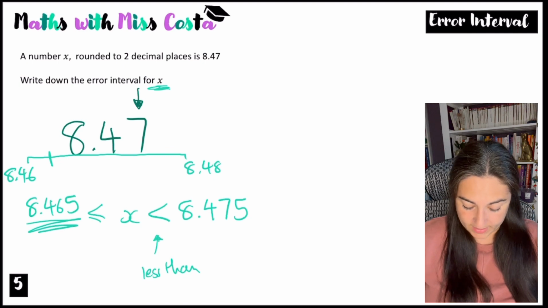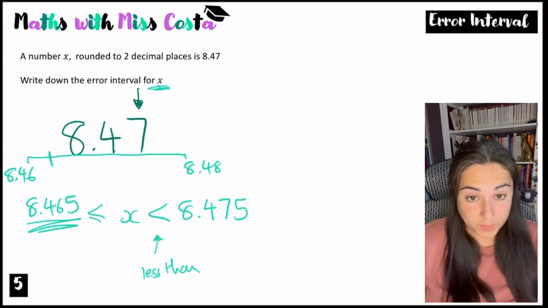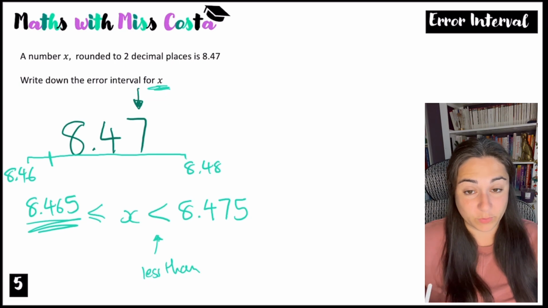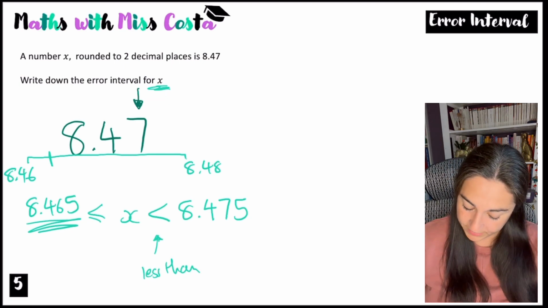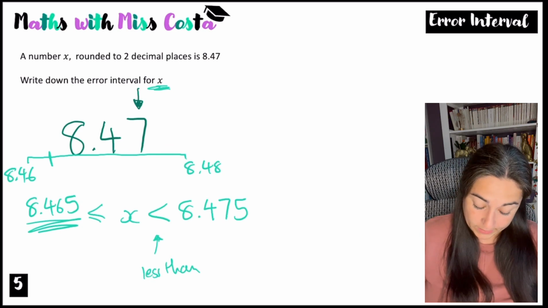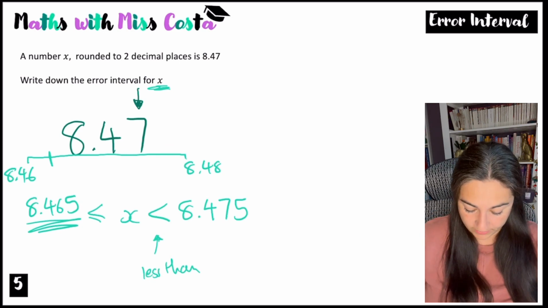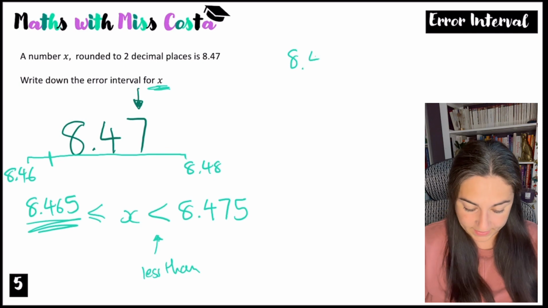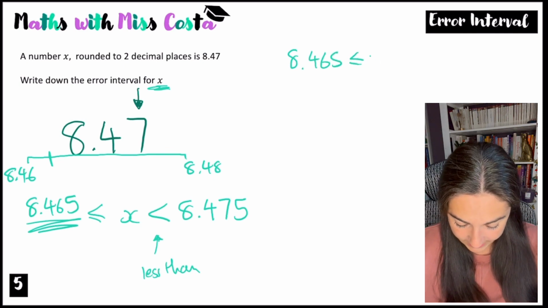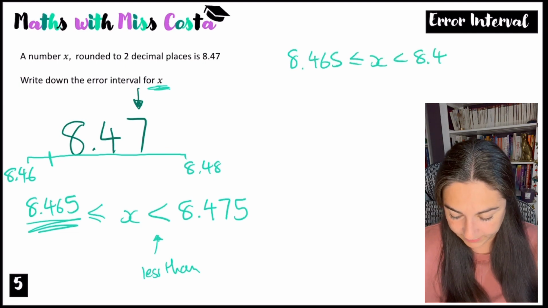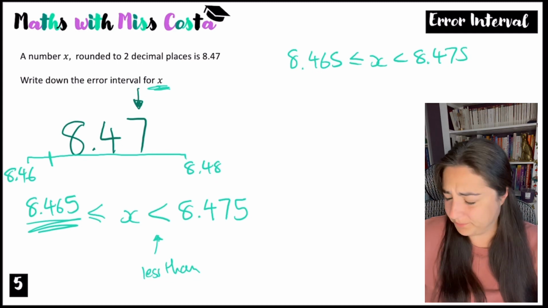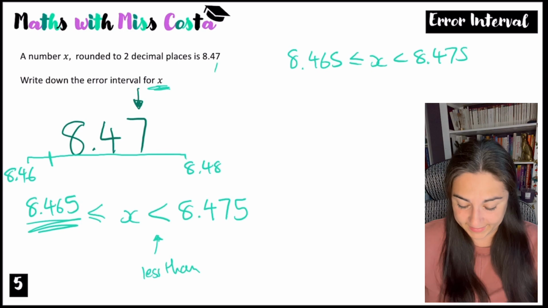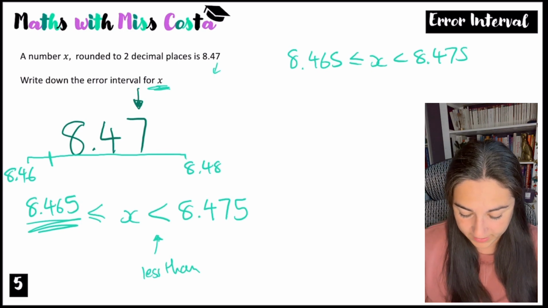So x could be 8.465 because 8.465 rounded to 2 decimal places would round to 8.47. So it could be equal to it or it could be greater. So x lies in between these. So your error interval is just going to be 8.465 is less than or equal to x, which is less than 8.475.